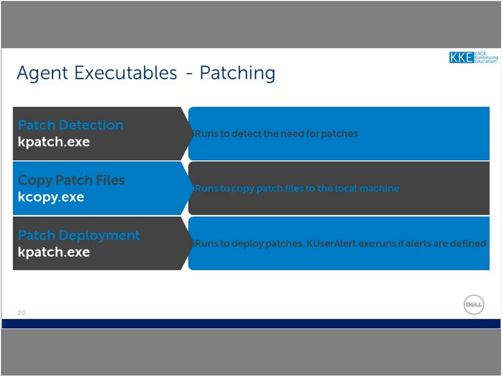And then if any patches, PLS files or PLP files need to be copied down to the machine, downloaded to the device in order to run the detect, to run the deploy, K-copy, another executable, runs to do that. And then finally, when deploy is actually ready to install the patches, kpatch.exe runs.